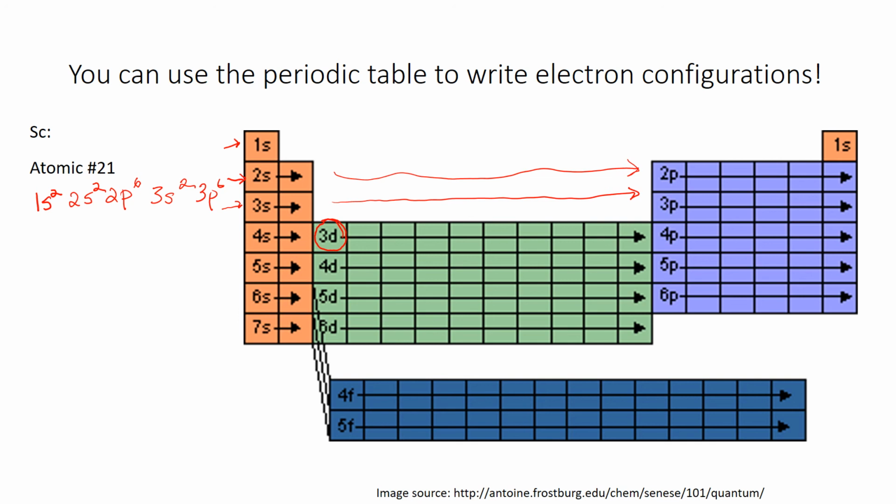Okay, and then we have to start on the fourth row. So I'm going to continue down here on the second line. We're going to have 4s2, because we have to go all the way through that S block, and the element that I'm interested in is right there at the beginning of that D block. It's 3d1.